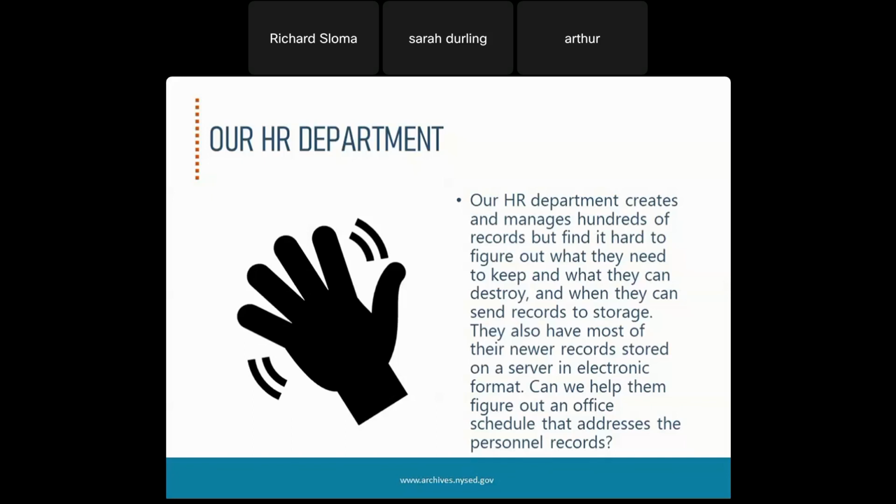In this case, we're looking at our HR department. They manage hundreds of records, but the retention schedules are hard for them to understand, and they can't figure out what they need to keep and what they need to destroy. They're looking at this 400-page booklet going, oh my gosh, what? They have a lot of electronic records stored on a server. They really could use some office schedules to help them figure out what to do with their personnel records and how to manage them appropriately. So we're going to help them out.